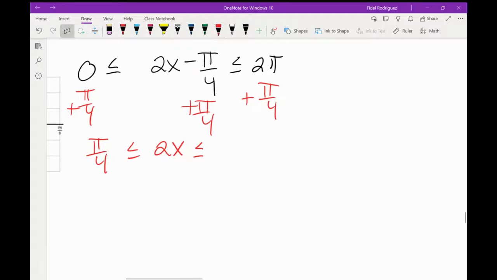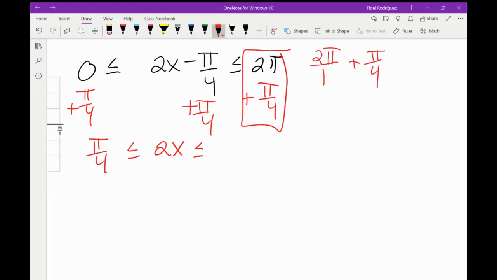So guys, let's do this piece over here on the side. Think about it like this: 2 pi over 1 plus pi over 4. What's my common denominator here? 4. So we're going to multiply this guy by 4 and this guy by 4. So that's going to give me 8 pi over 4 plus pi over 4. So that should end up being 9 pi over 4.